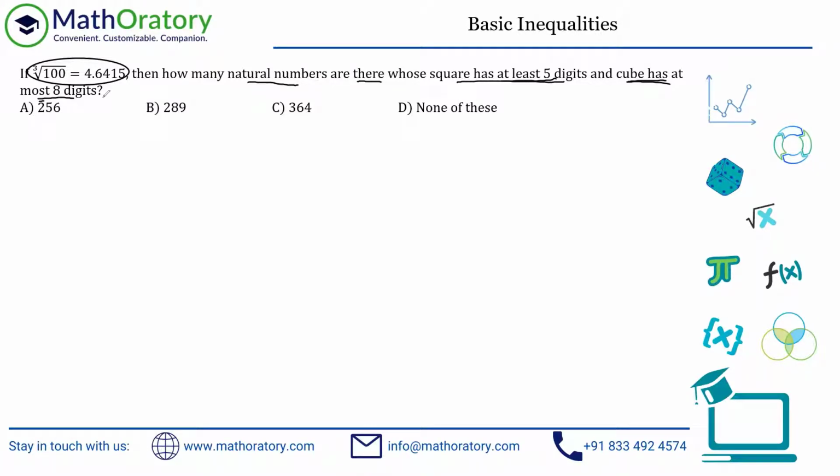So whenever you have a question like this, let's say the natural number is n. So let us break these two constraints and handle them individually. So there are two constraints out here. First of all, the square of this number n has at least 5 digits. So whenever the question is saying at least 5 digits, just simply think about the smallest 5-digit number that we have. The smallest 5-digit number is 1 followed by 4 zeros, right? So this will be the smallest 5-digit number that you can have.